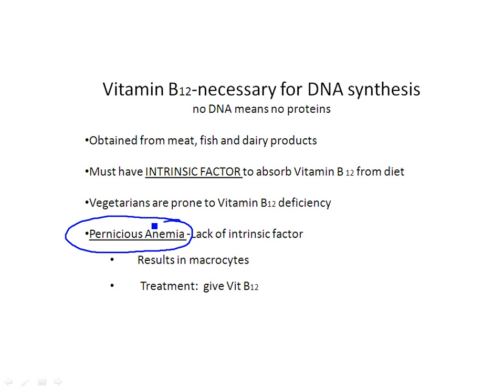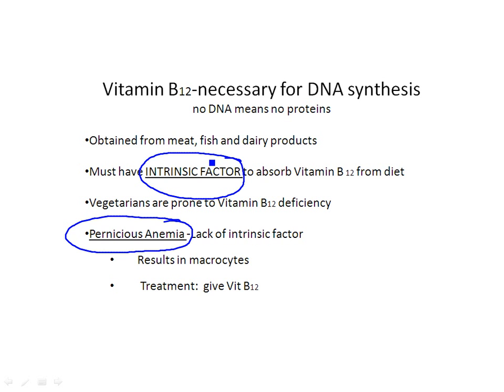So it's not that they don't have enough vitamin B12 in their diet, but what happens is they're lacking intrinsic factor. This intrinsic factor is found in your gastric mucosa, so the lining of your stomach. And it's secreted, and then it combines with the vitamin B12, and then you can absorb the vitamin B12. If you don't have intrinsic factor, then you can't absorb vitamin B12. So you may be getting plenty of vitamin B12 in your diet, and it's just going right through you because you don't have enough intrinsic factor.